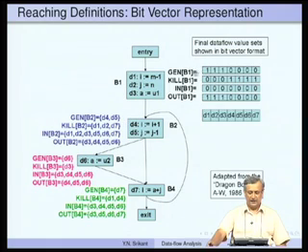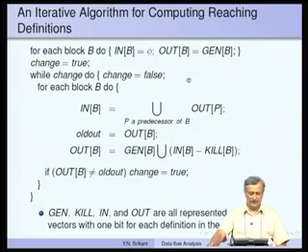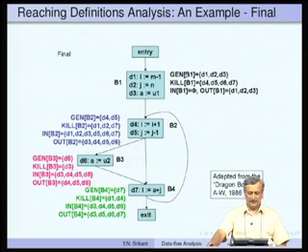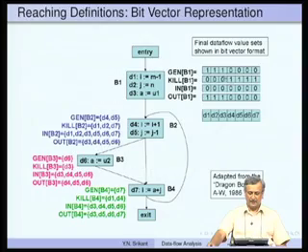So, each one of these gen, kill, in and out are sets. So, we are representing it as a bit vector. For example, if you look at the previous example here, gen B1 is D1, D2, D3 and kill B1 is D4, D5, D6, D7. So, D1, D2, D3 implies we set ones in the 3 positions corresponding to D1, D2, D3 and then the rest are all zeros.